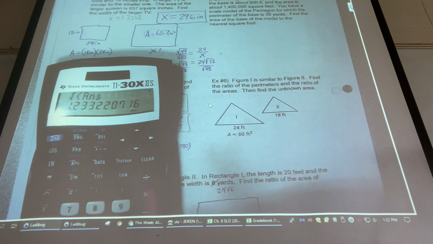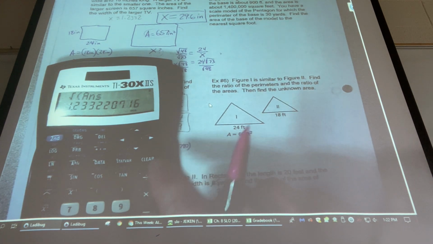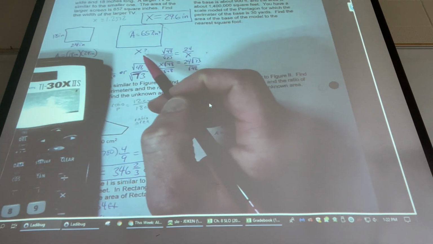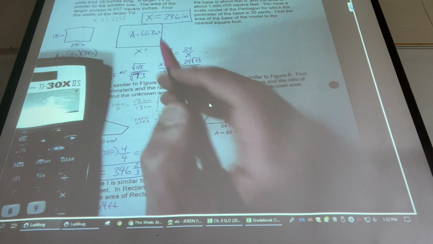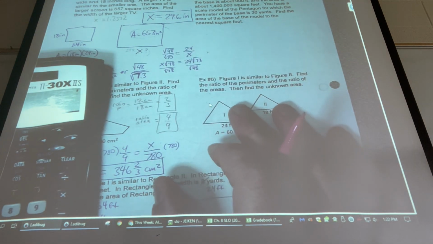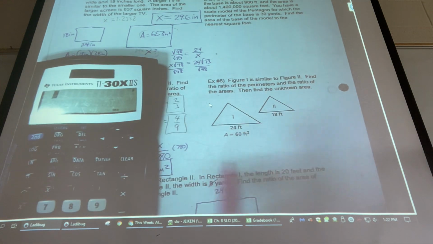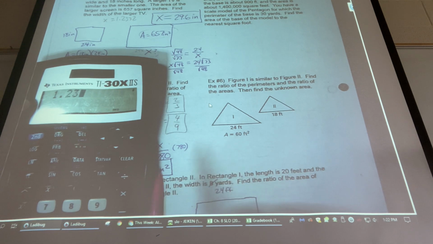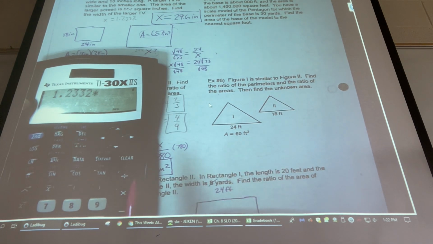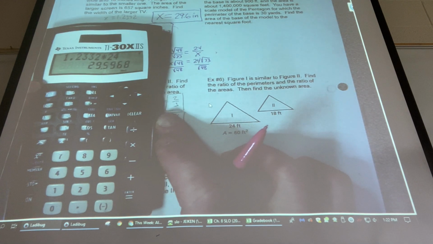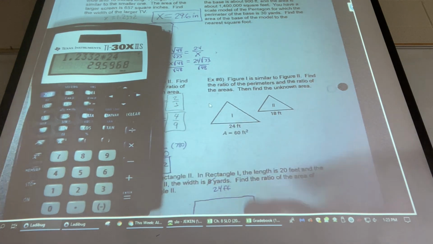But you know why it doesn't? Because we're trying to find this width here. And this width I had as 24 times x. So I should have kept it in my calculator, 1.2332 times 24. And guess what I get? Then I get the same answer. It's another way to do it.